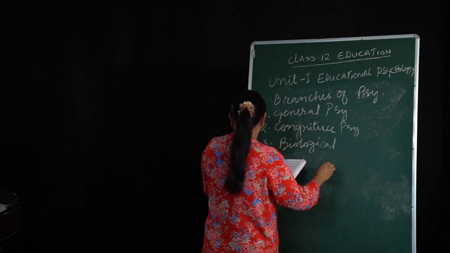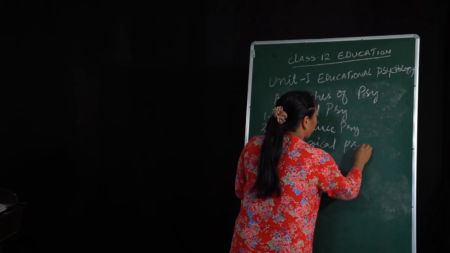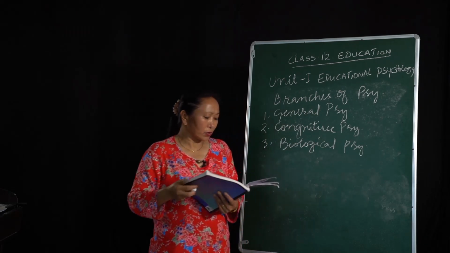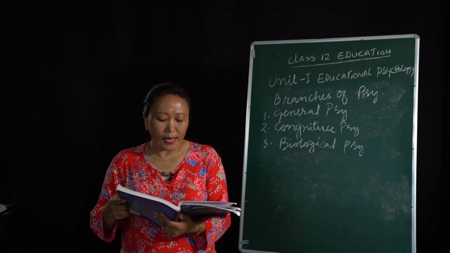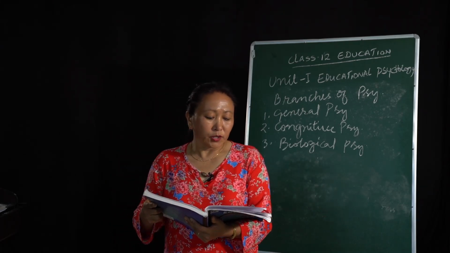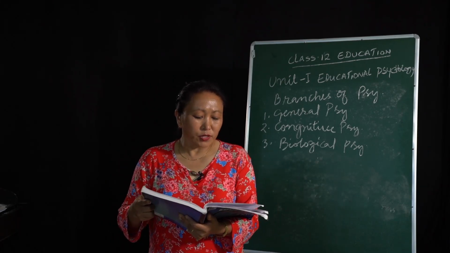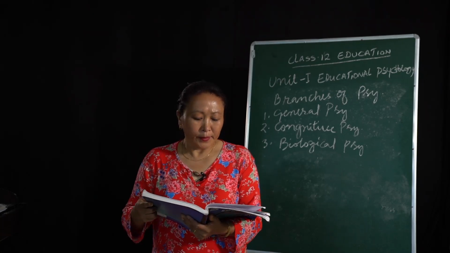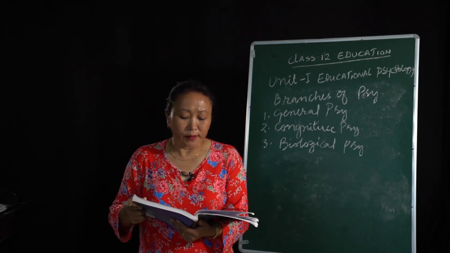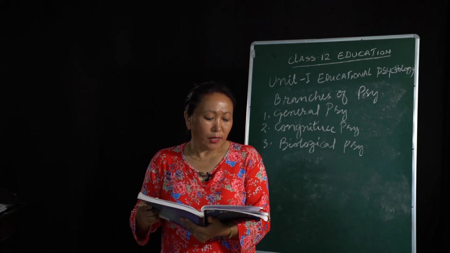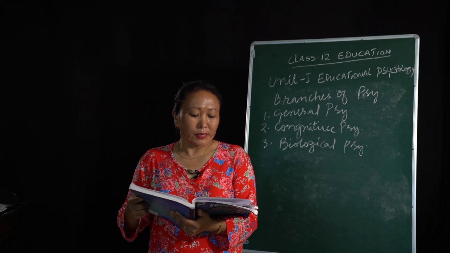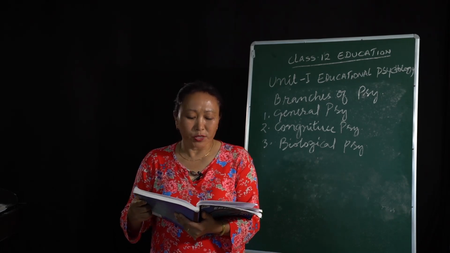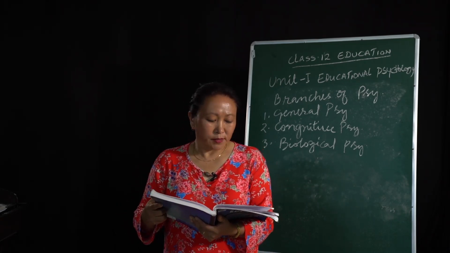And going to point number three, we have biological psychology. Biological psychology focuses on the relationship between behavior and physical systems, including the brain and the rest of the nervous system, the immune system and genetics. Biological psychologists often collaborate with neuroscientists, zoologists, and anthropologists.